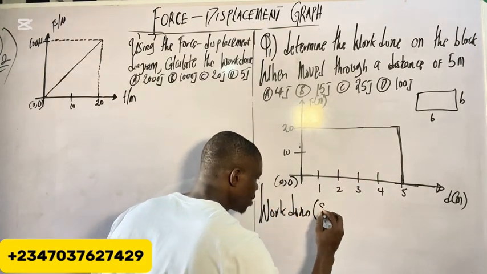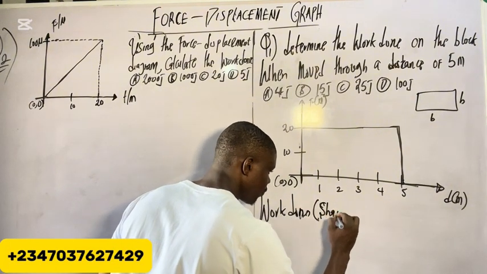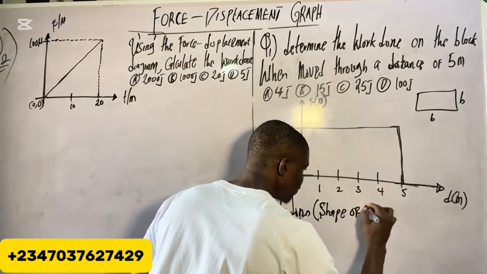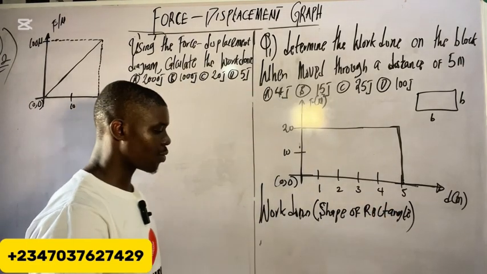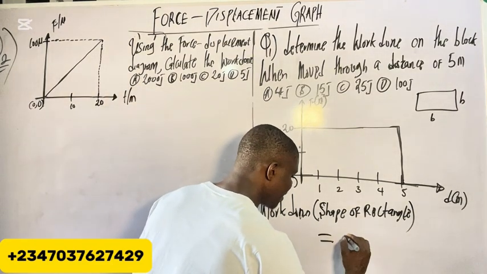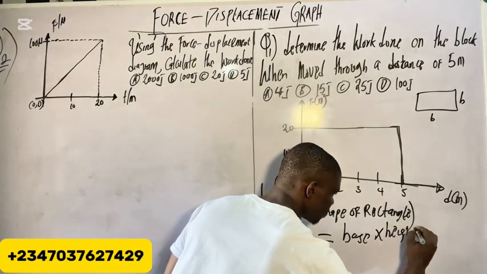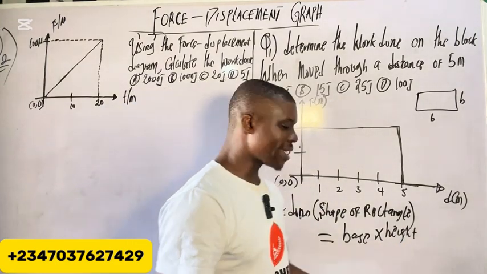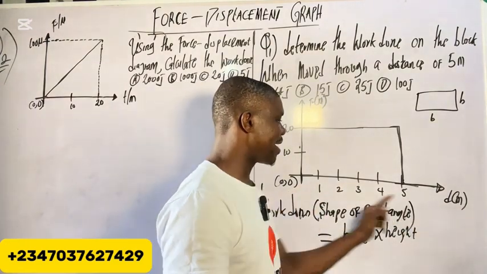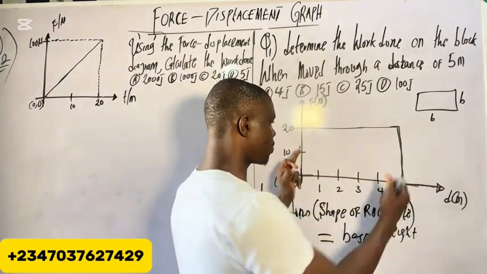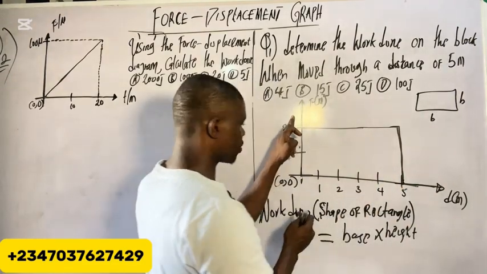The work done is the area of the rectangle, and the area of the rectangle is base times height. So if you look at this one here, what is my base? My base here is 5, because from here to here, this is where it starts, this is where it stops for the base.